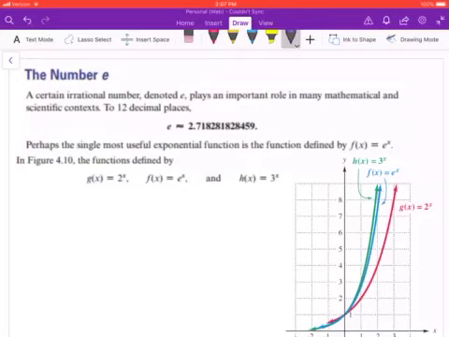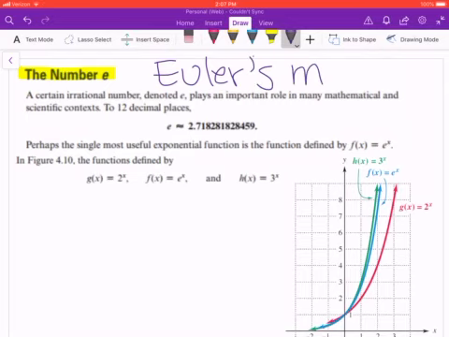This is the second video from section 4.1. So on the first video we finished problems 3 and 4. Now we're moving on to the next slide, and before we continue we're gonna go over the number e, which is also known as Euler's number. Not Euler, but Euler. I don't know why, that's the pronunciation.